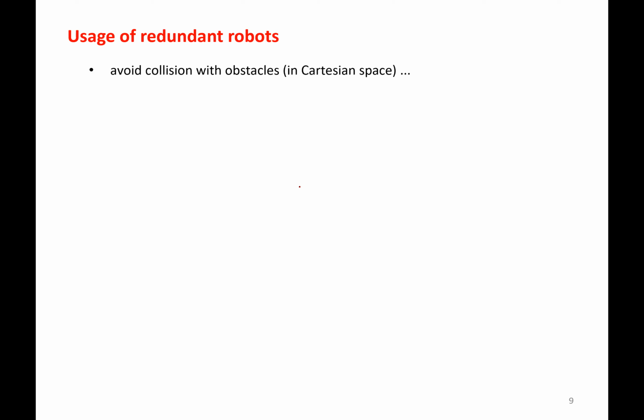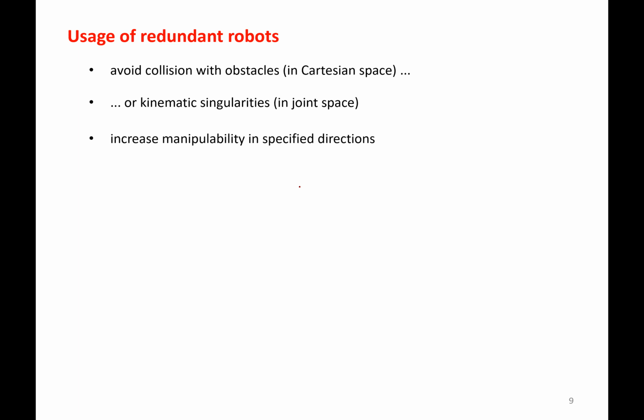Now, we said that redundant robots can be useful to avoid collisions, but also to avoid the kinematic singularities. You remember, we don't want to get close to them because they screw up our inverse kinematics. So we can use the redundant degrees of freedom to try to stay away from the singularities. We can increase the manipulability in specified directions. So let's say we want to have good mobility in a direction of motion we want to move in, like in a pick and place machine. So we want to increase the manipulability, that is the ability that the end effector has to move.